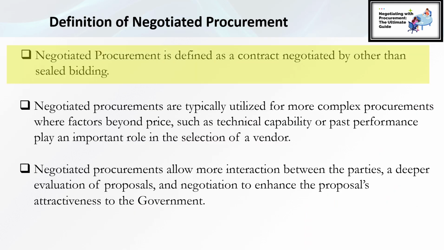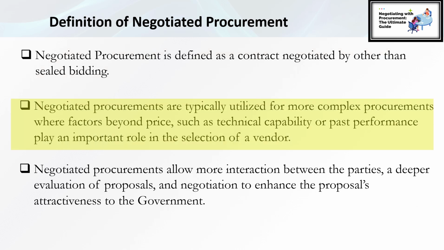In accordance with FAR 15.000 and the Government Contracts Reference Book, a negotiated procurement is defined as a contract negotiated by other than sealed bidding. Sealed bidding is a contracting method where the award is made solely based on the price submitted by bidders, considering only price and other price-related factors outlined in the solicitation. There are no further negotiations allowed after bids are opened, meaning the contract is awarded to the responsible bidder with the lowest evaluated price that meets all specifications.